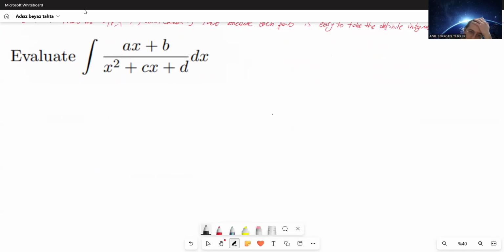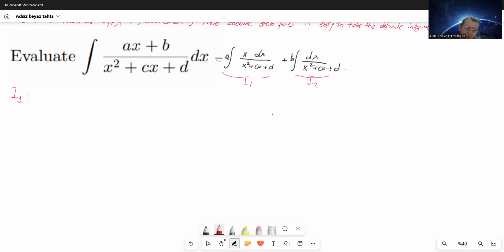So first let us separate it. You can separate this integral into two. One of them is ax dx over x squared plus cx plus d, plus b dx over x squared plus cx plus d. Let me call these two I1, I2. So let me solve this I1.